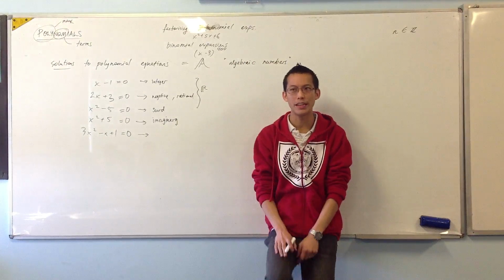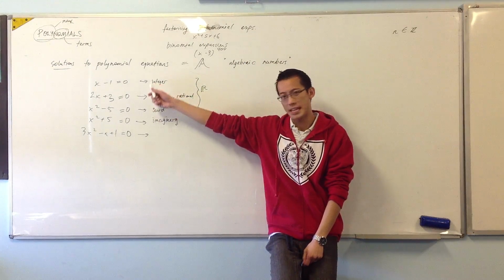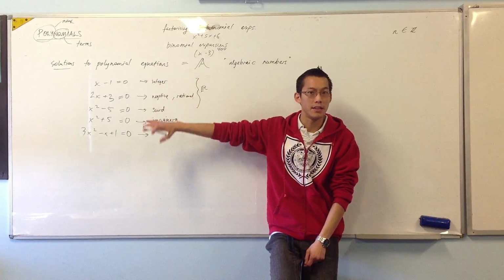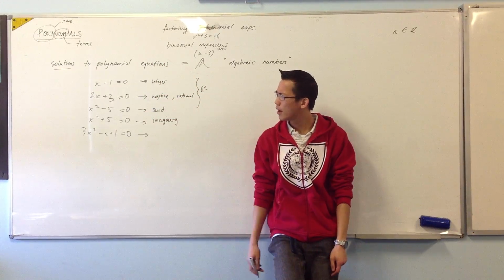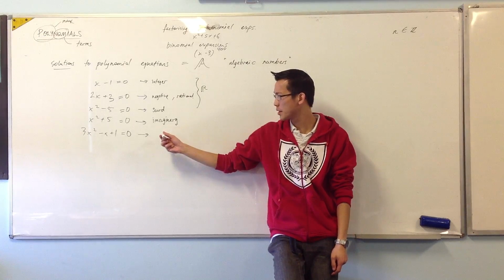All right, now, let's have a look at this one. Without actually solving it, you already see there's a pattern here in that each one of these equations gives you a different kind of family of numbers. What's the difference here? What's the difference between this one and this one?